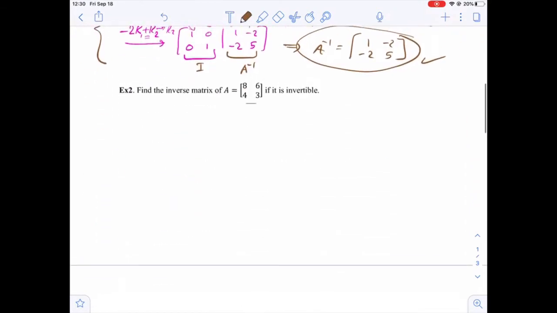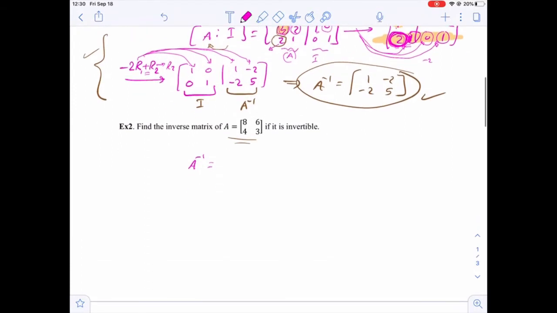Now let's find the inverse of this given matrix if that's possible. We want to find A inverse. I don't want to use the general method here. I'm going to use the rule. So I multiply 8 by 3, and that's 24. And then 4 by 6, that's 24. And then I need to interchange elements on the main diagonal. So this is 3, 8. And I'm going to change the signs of the elements on the other diagonal.